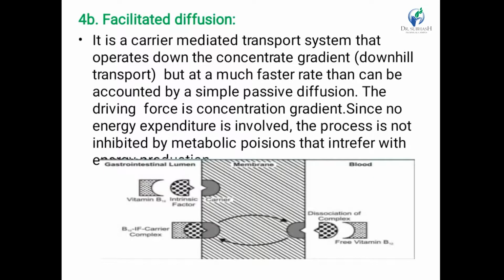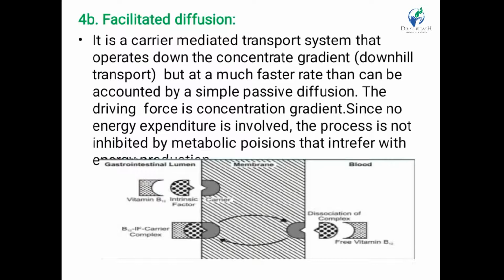Here in this figure you can see in the GIT, the vitamin B12 and intrinsic factor complex binds to a carrier located in the membrane. It binds to this complex and diffuses to the other side of the membrane, where it frees the vitamin B12 and intrinsic factor complex, and both are liberated into the blood individually. So it is carrier mediated, or you can say facilitated diffusion.